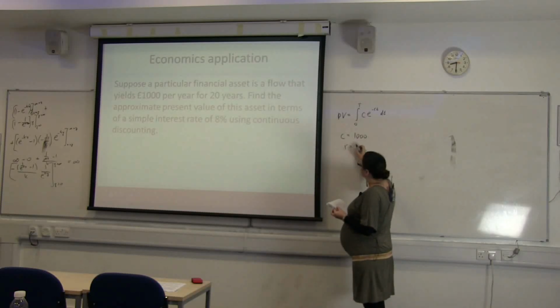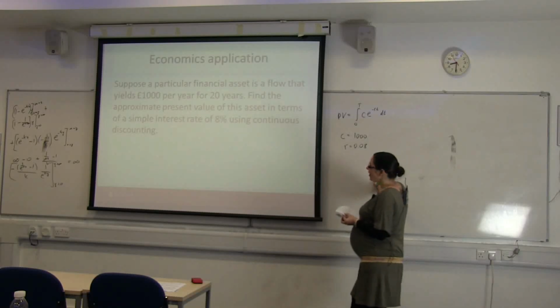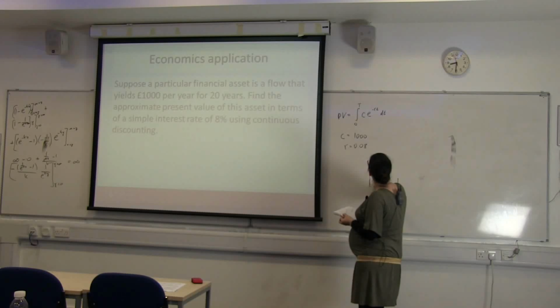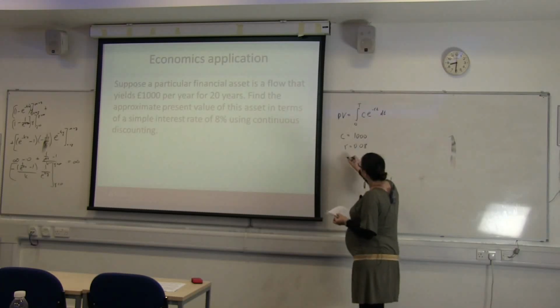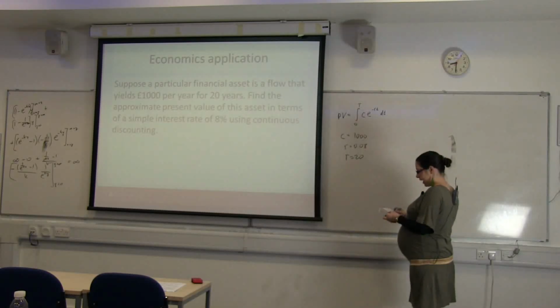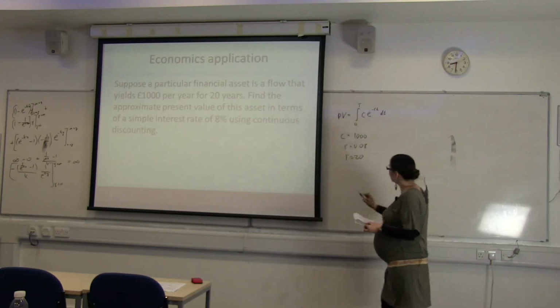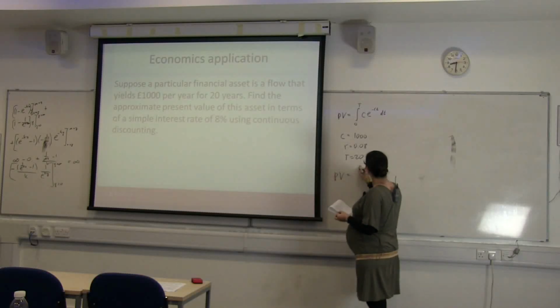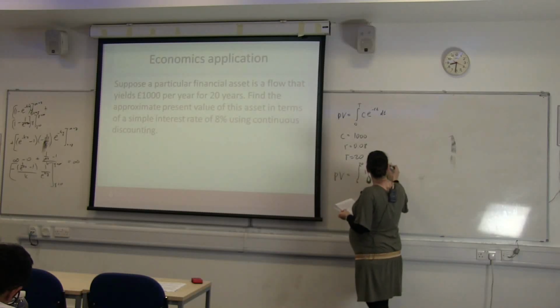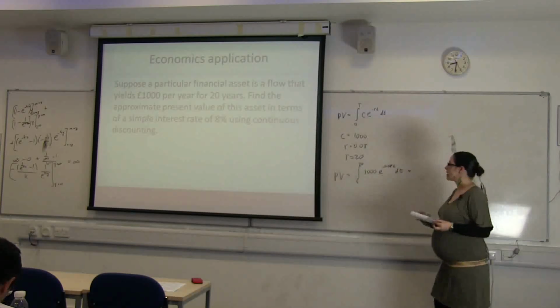What is r equal to? 0.08. It would be nice if they were giving you 80% return. That would be lovely. And do we need anything else? T, 20. Capital T. And what we need to do now is put that back into the formula. So, integral 0 to 20, 1000 e to the minus 0.08 t dt. Now, bring the 1000 out.